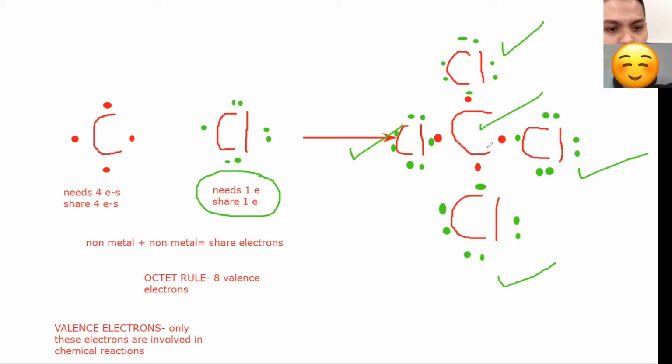So if you're going to write now the formula of this compound that is formed, you always start with the lesser electronegative.